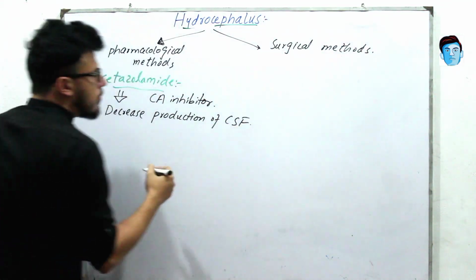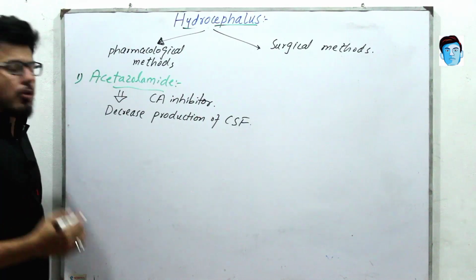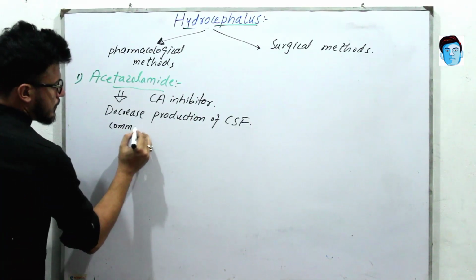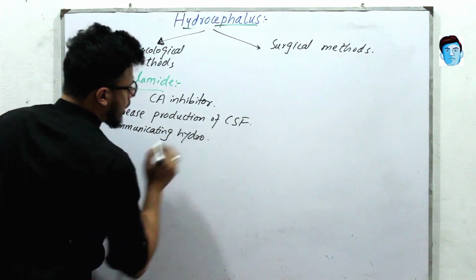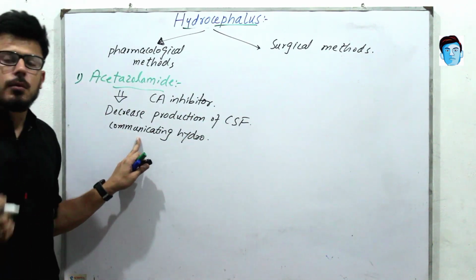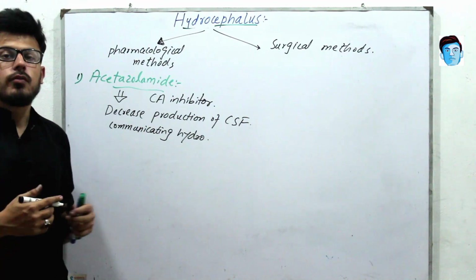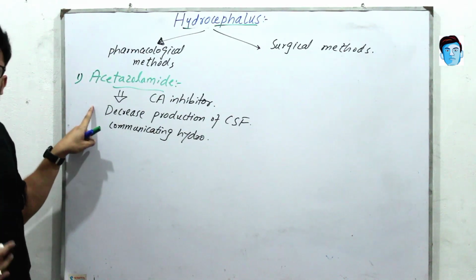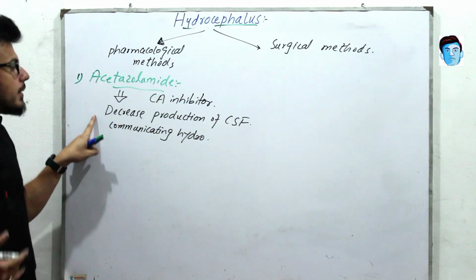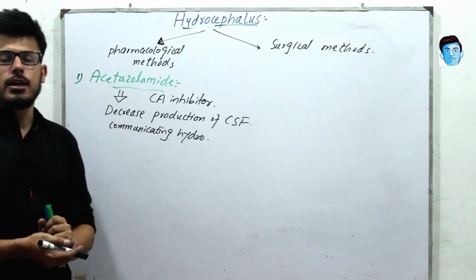As we know, the most common type of hydrocephalus is communicating hydrocephalus, so it is most important there. And what is communicating hydrocephalus? It means that the outflow is normal, but the only problem is that the patient is suffering from high production of CSF. So for that we need to decrease the level of CSF. Acetazolamide decreases the production of CSF, so it plays a good role in decreasing the CSF.